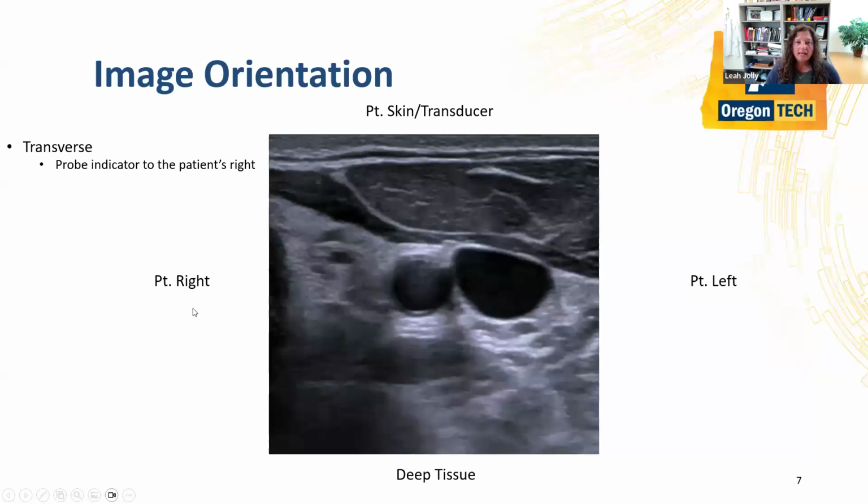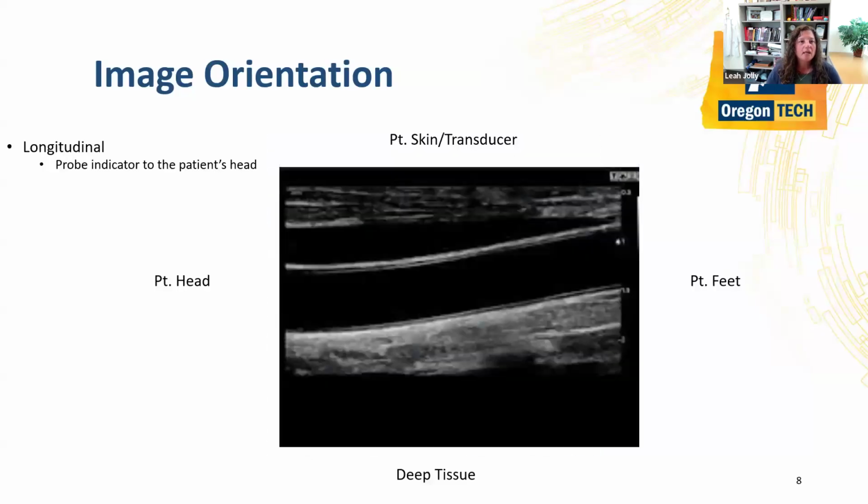Also, looking at the screen, the top of the image is going to be the patient's skin or the transducer. That's where the probe is located. The left of our screen is going to be the patient's right side. Then the right of the screen is going to be the patient's left side. So it looks like we're facing them, as if we're going to shake their hand or something like that. And then the bottom of the screen is going to be deeper tissue that we're kind of ignoring at this point because the vessels are already centered on the screen.